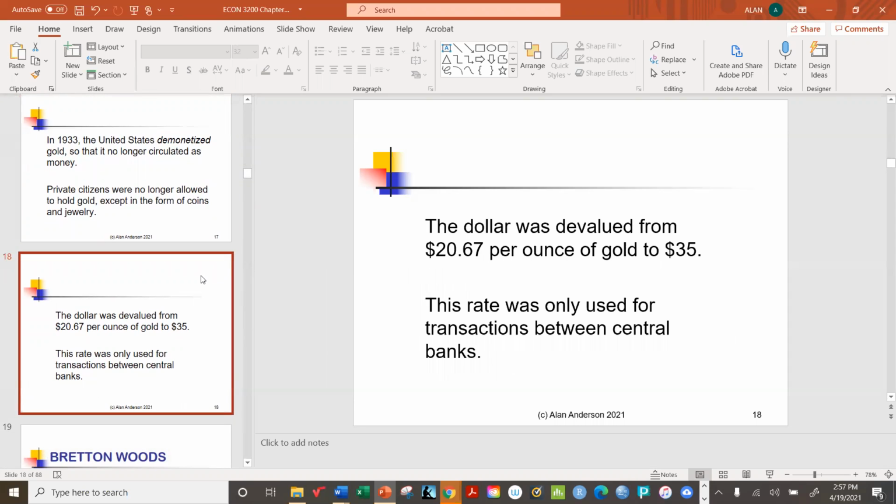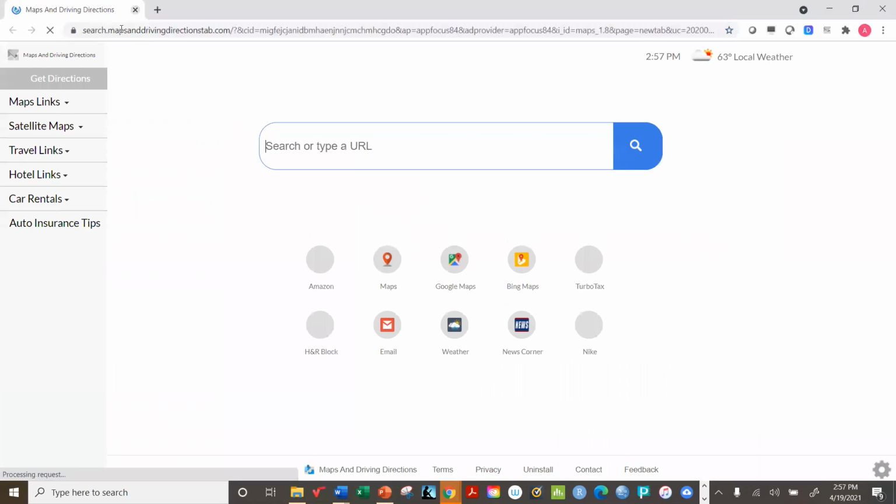And gold was also devalued from $20.67 per ounce to $35 an ounce. And even then, that rate was only used for transactions between central banks. Now, interestingly enough, I don't know if I've ever shown this to you before, but how did this happen? How did central banks make transactions with each other? Well, the vast majority of the world's gold was kept in one location in New York City. Where do you suppose that was?